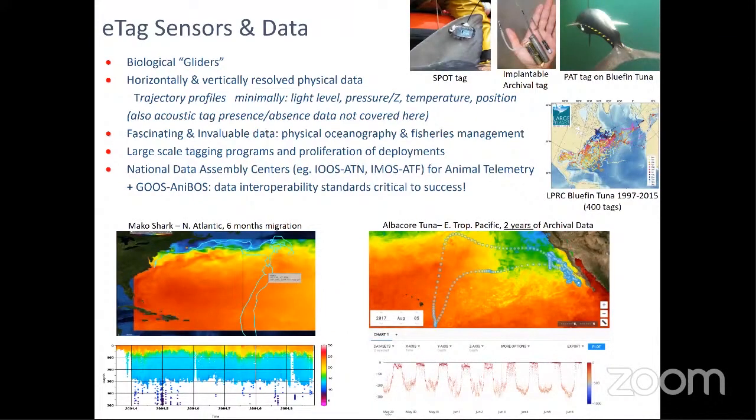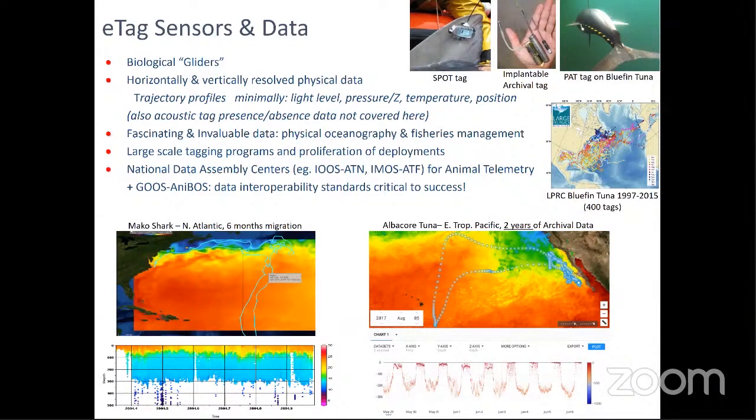Okay, so as I said, we're talking about deployments of tags, sensors basically, on biological platforms. And the data that you get out of these are trajectory profile data. Now there are different types of tags. You have spot tags that transmit positions to satellites. You have others with no environmental data, just the positions. Then you have implantable tags that are surgically inserted into the animal and record environmental measurements.